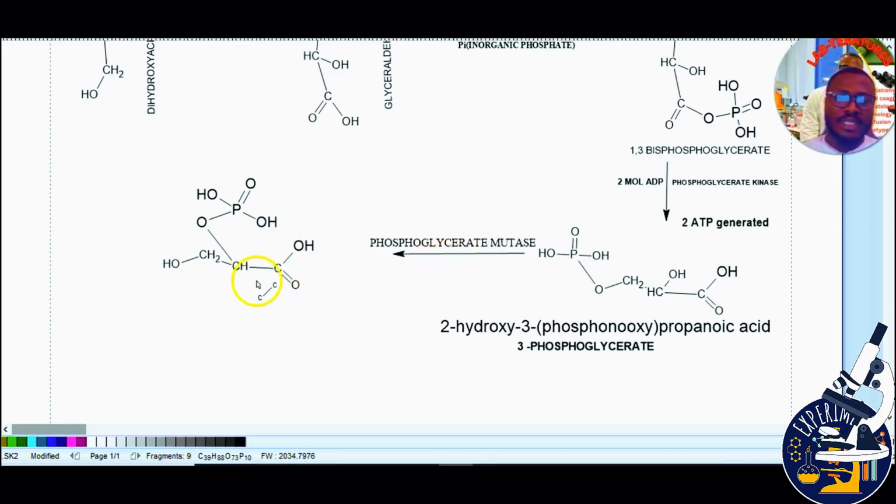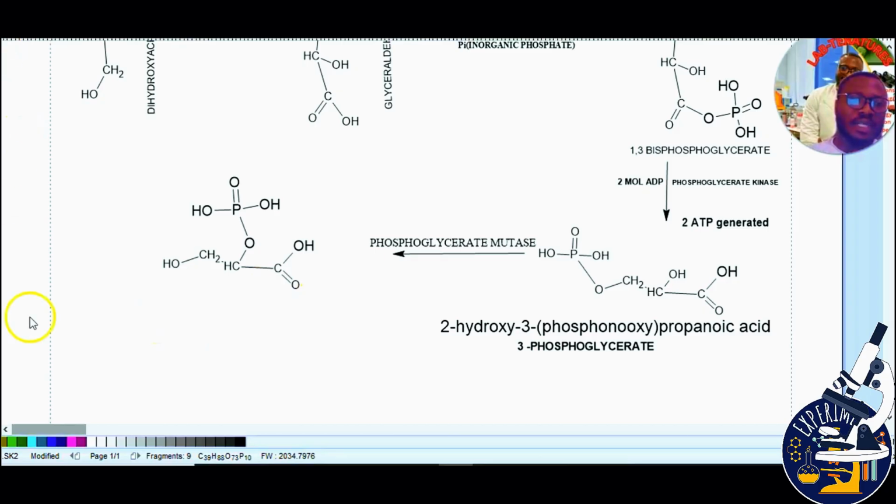So the mutase has done its job to move the phosphate group from this third carbon to the second carbon, and you can just easily rearrange these positions to make it look quite appealing. Here we haven't changed anything. So we now have the phosphate group on the second carbon, and it used to be 3-phosphoglycerate, because the phosphate group was on the 3rd carbon. Now it's on the 2nd, so it is now a 2-phosphoglycerate. This name is quite straightforward.